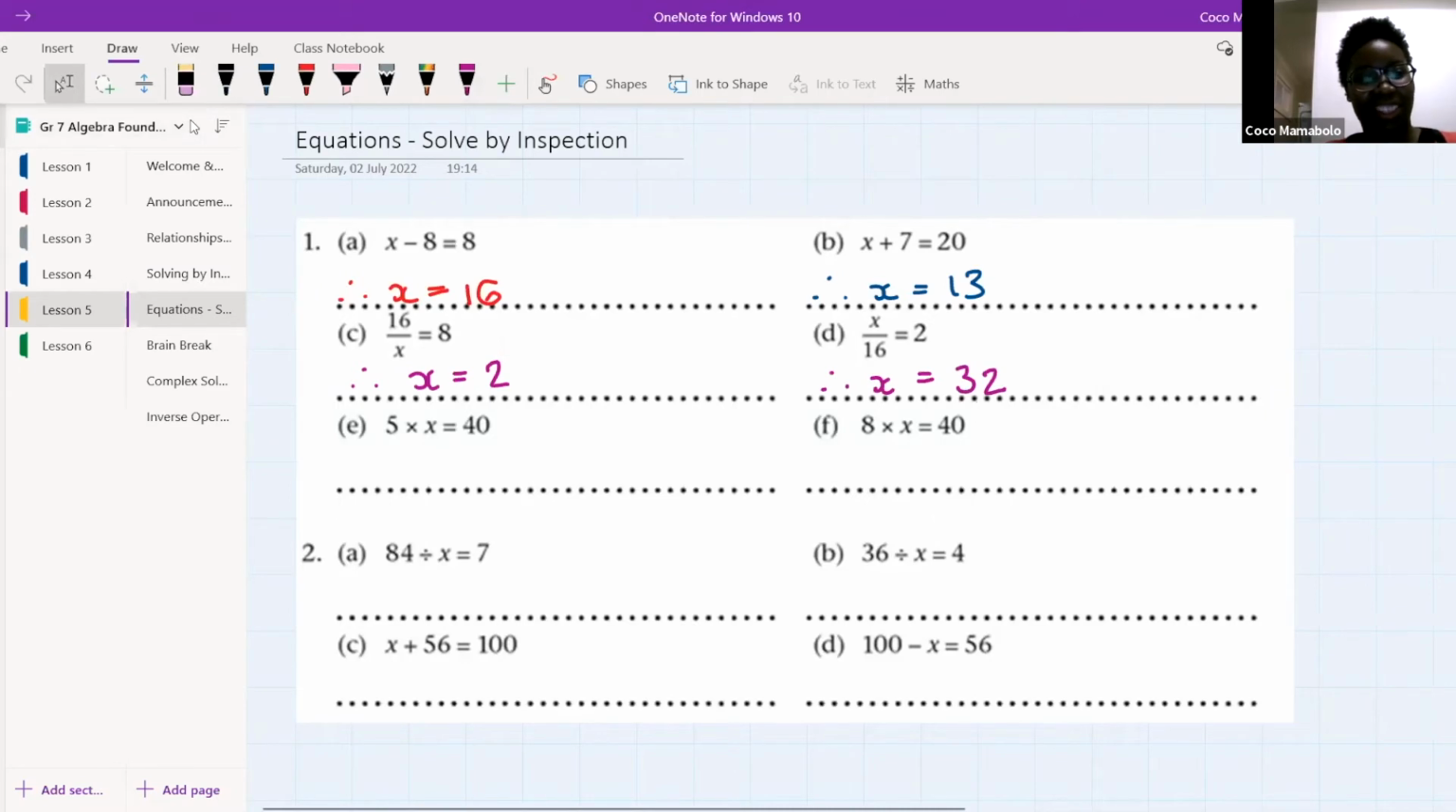Tiso, take it away. Next one. Let's go. Hi, ma'am. Give me E. 5 times x. Therefore, 5 x. Remember, I just want to know what x is. So you said to me, therefore, and then you need to say 5 times 8.